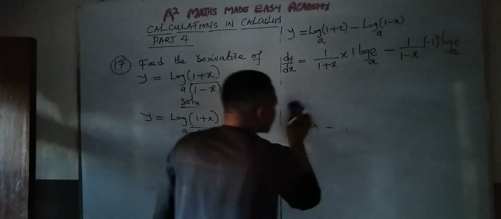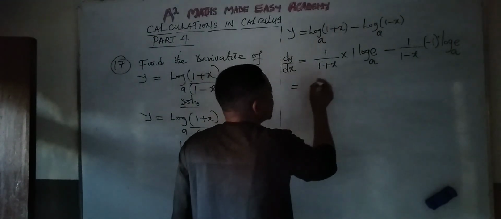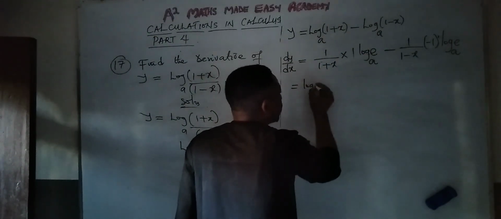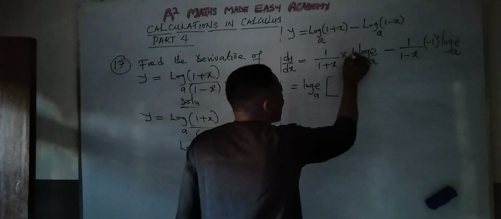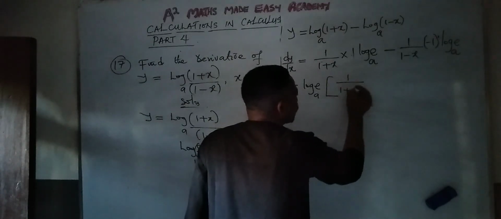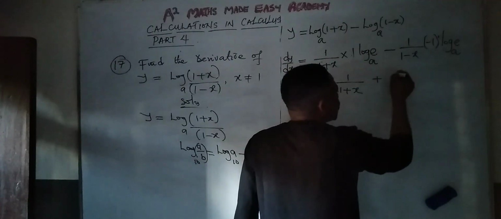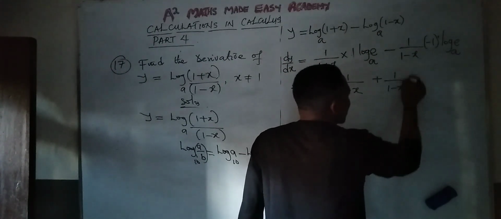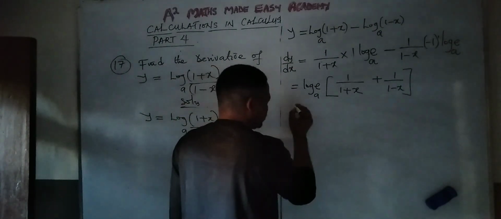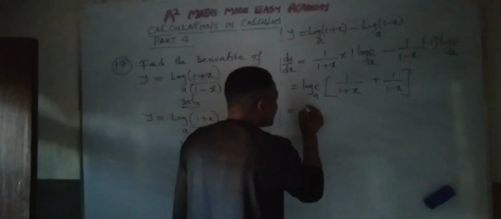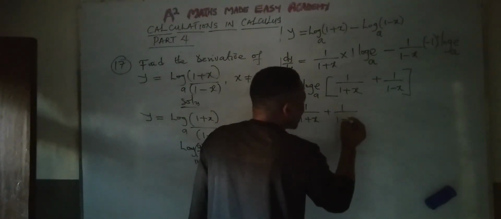Now can we continue? What exactly are we going to do? This and this are the same thing. Now let us factorize. I will now bring it out and call it log exponential to base A. Open the bracket. What remains here is 1 times 1 is 1. Then all over 1 plus x. Then this one is minus 1 times minus 1 will give us plus 1 all over 1 minus x. Close the bracket. What do you think that will happen here? I will take the LCM. So which means I'll be having 1 over 1 plus x plus 1 over 1 minus x.